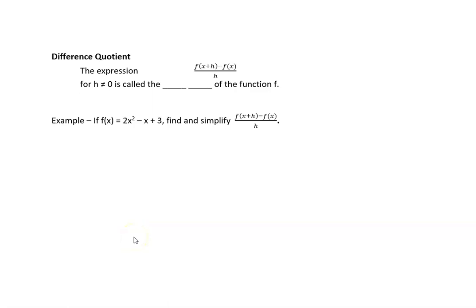In this video, we're going to be learning about the difference quotient and how to find and simplify the difference quotient. The expression f of x plus h minus f of x divided by h, for h values not equal to 0, is called the difference quotient of the function f. And it turns out that the difference quotient actually helps us find the rate of change within the function over a certain interval.